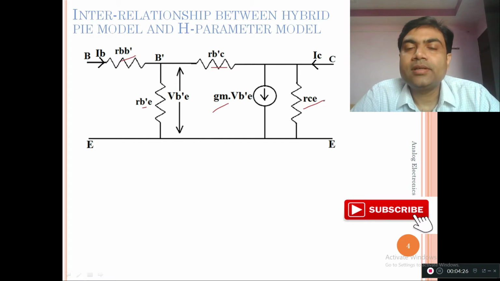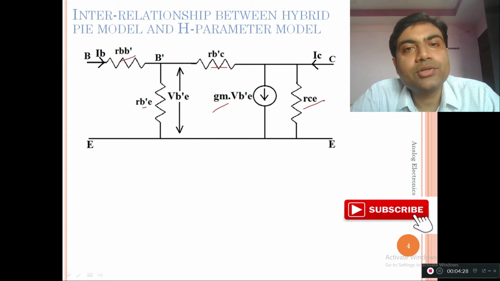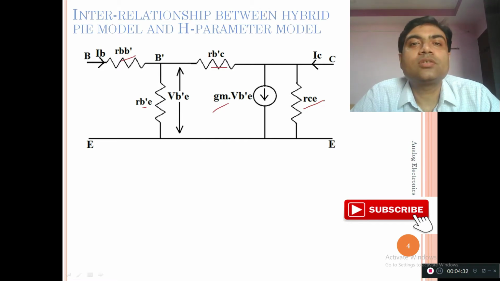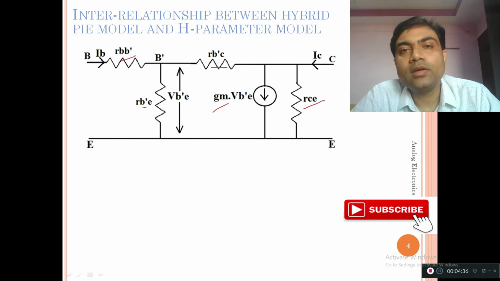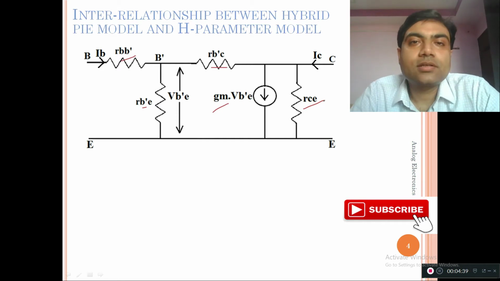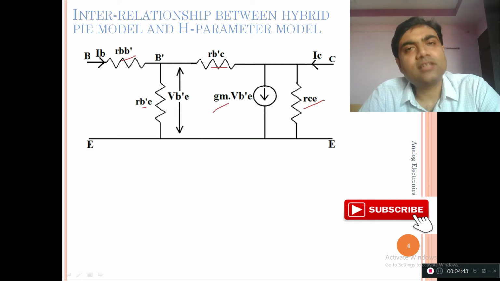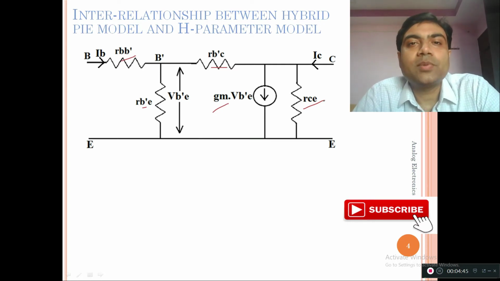Engineers and scientists have already measured these values, and manufacturers regularly use them, so they are frequently used values across the world. If we are manufacturing a transistor, the hie, hoe, hre and hfe, that is the H parameter values, are very well known and distributed across the world.